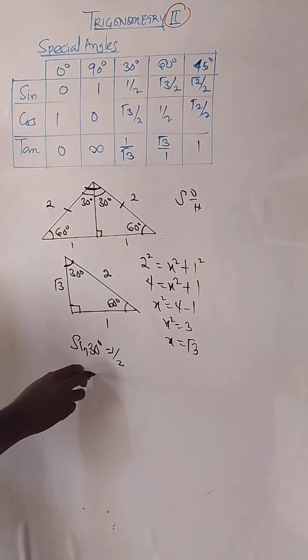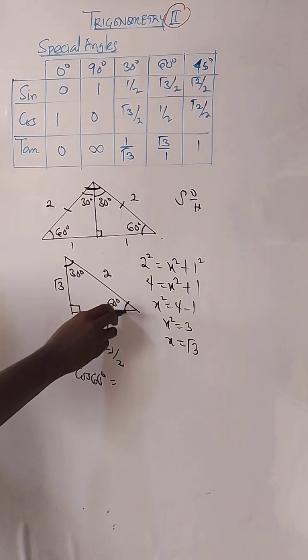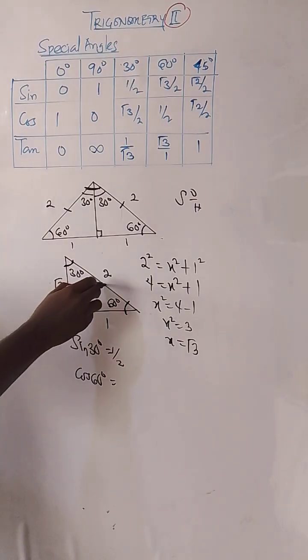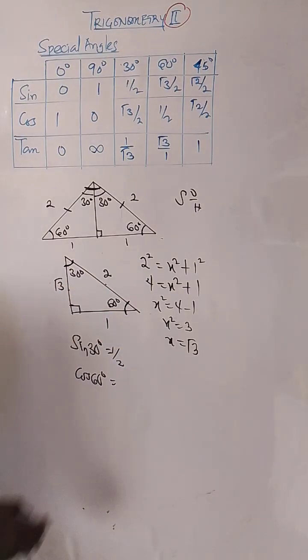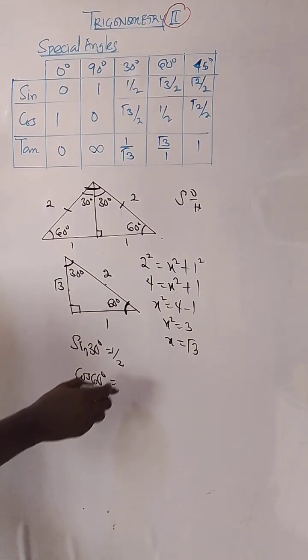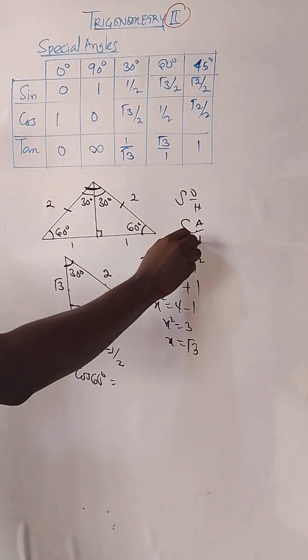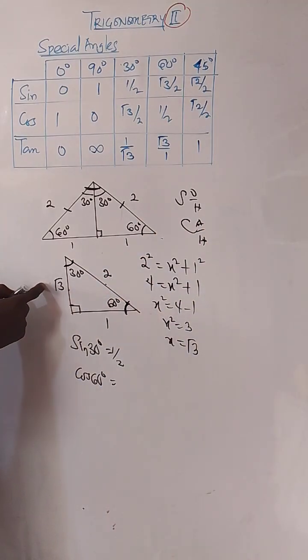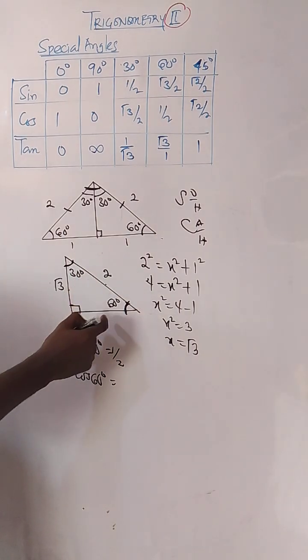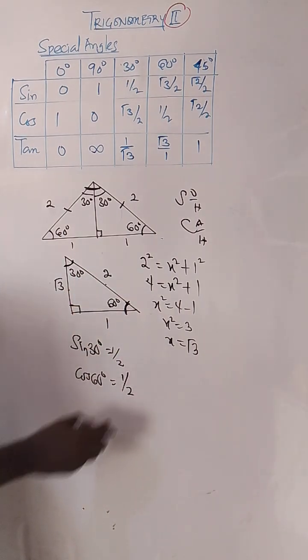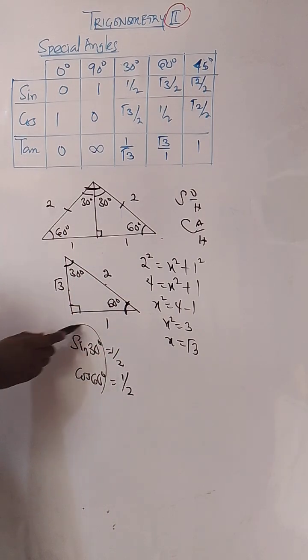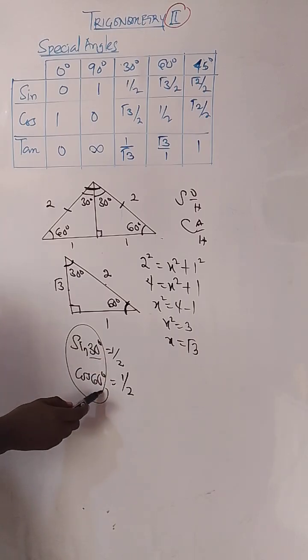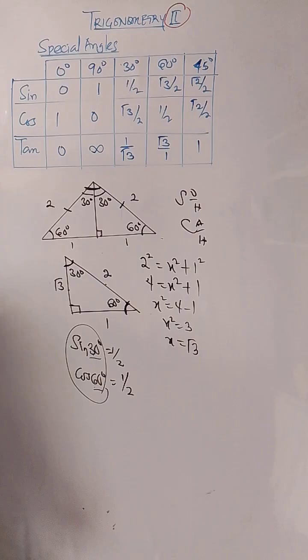Then let's check cos 60. If our angle is 60, this is the opposite, this is the hypotenuse. So what is cos 60? Cos is adjacent over hypotenuse. So if this is our angle, this is now opposite, this is always the hypotenuse, this is now adjacent. So that's 1 over 2. Sine 30 and cos 60 are the same. Why? Because these two angles are complementary. When two angles are complementary, the sine of one of the angles equals the cos of the other.